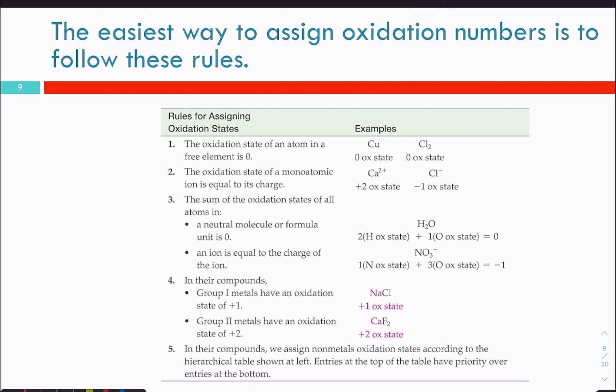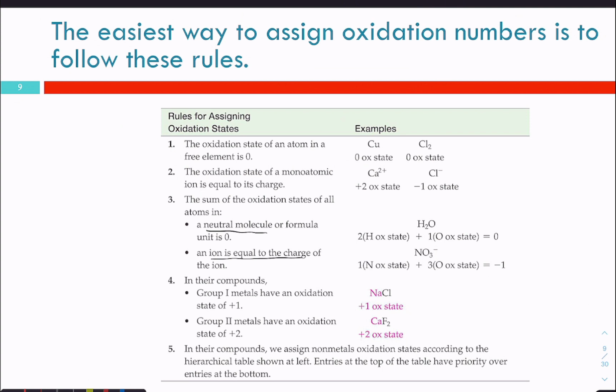For atoms in a neutral molecule, the sum of all the oxidation states equals 0. If you have an ion, then the sum of all the oxidation states is equal to the charge on the ion. So that's one of the places where the oxidation state is not the same as the charge. All right, so this negative does not apply to all of these. They don't all have a -1 oxidation state.